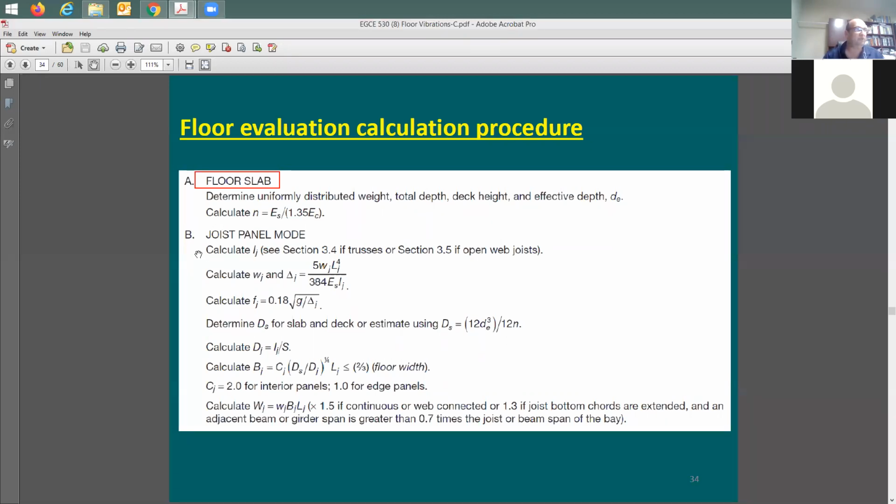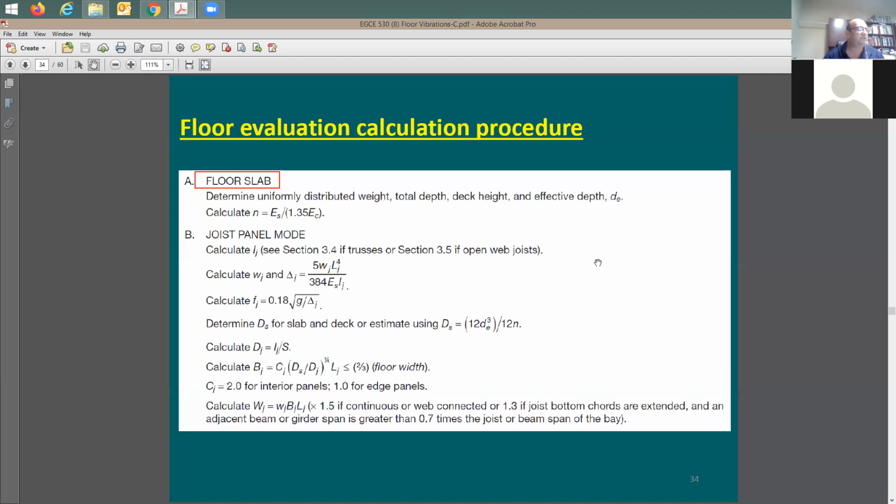And then after that, you do the joist panel mode, find out deflection for some weight, and we need to consider a reasonable amount of load besides the dead load. Because if you're talking about vibrations, vibrations can happen when you have people present there. And after this, you do the initial frequency based on this deflection. And certainly you need to find out Ds and Dj, because you need to find out, we're going to call it here, the effective weight that you need to consider in your analysis.